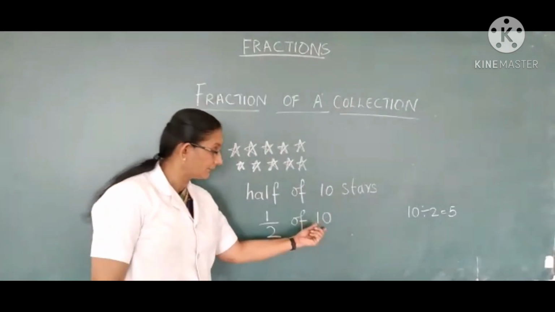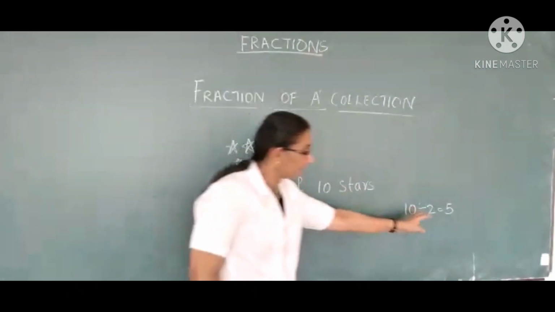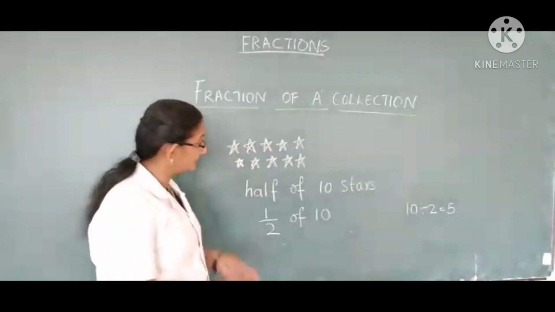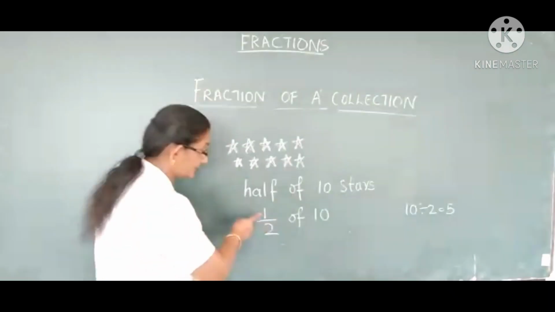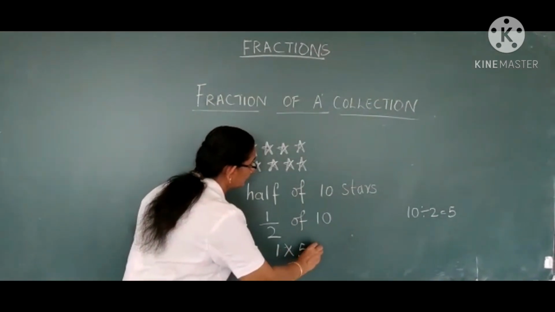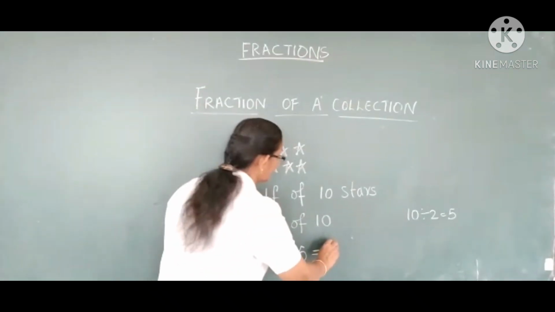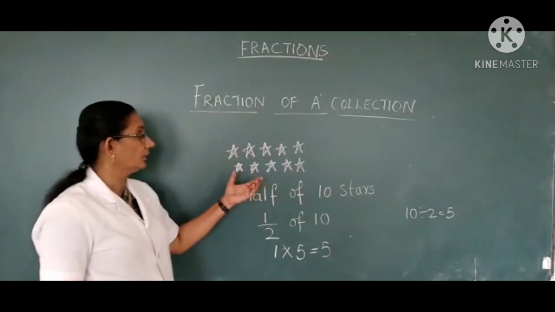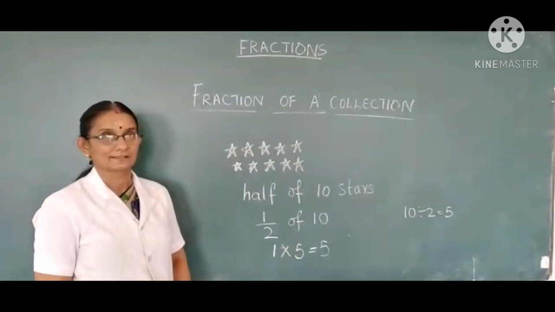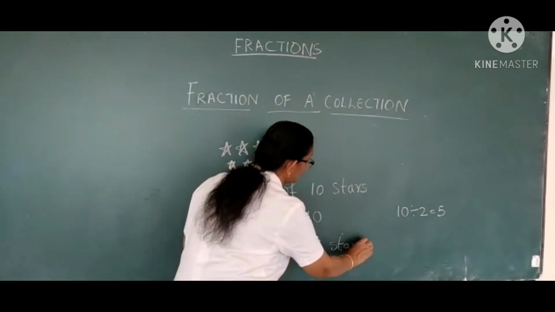So, now you have divided 10 with the denominator 2 and you got the answer as 5. Now, multiply the numerator. Which is the numerator here? Yes, it is 1. So, multiply 1 with 5 now. So, what is 1 into 5? Yes, the answer is equal to 5. So, half of the collection of 10 stars is equal to 5 stars. Did you understand, children? So, let us do one more example.